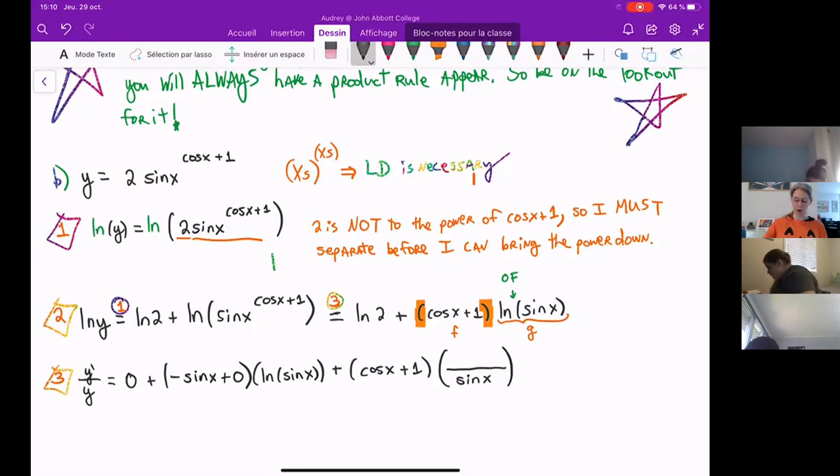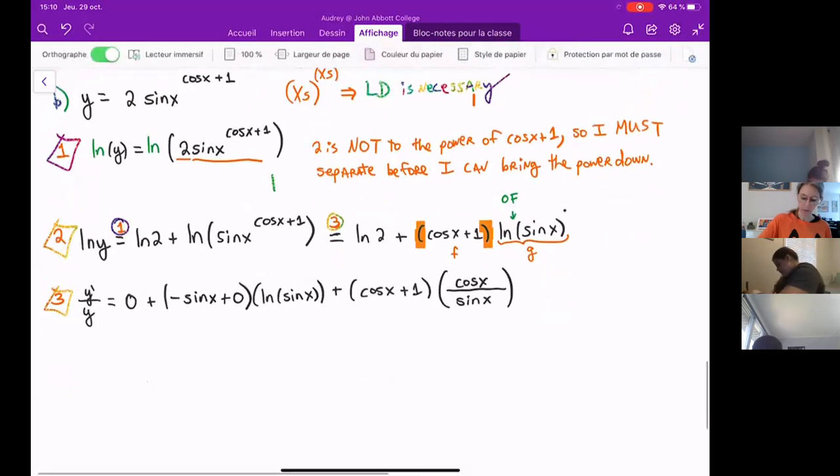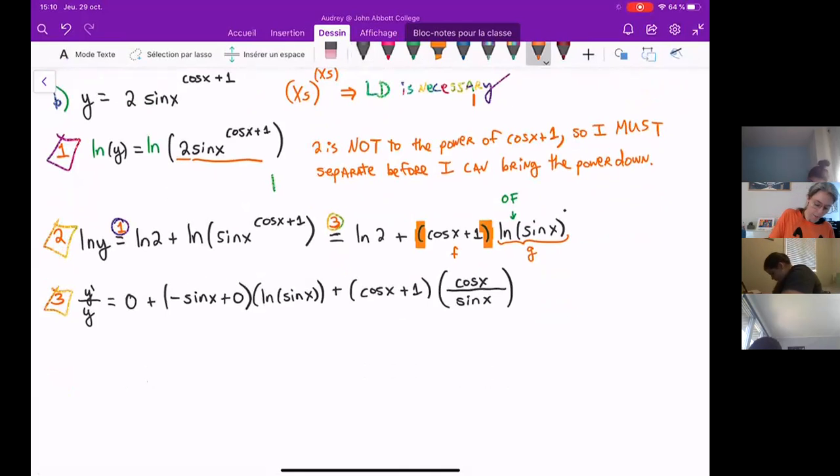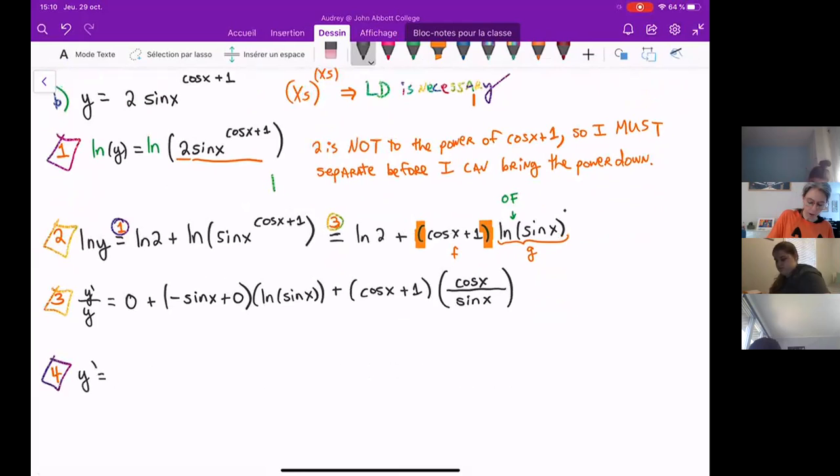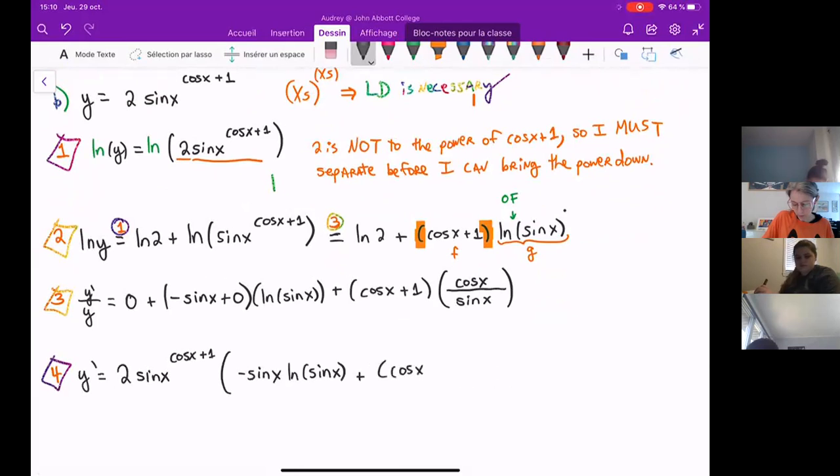What should I put on top? You got it, cosine x. So then my fourth step, I multiply my y over. And my y was 2 sine x to the cosine x plus 1 times negative sine x ln of sine x plus cosine x plus 1.